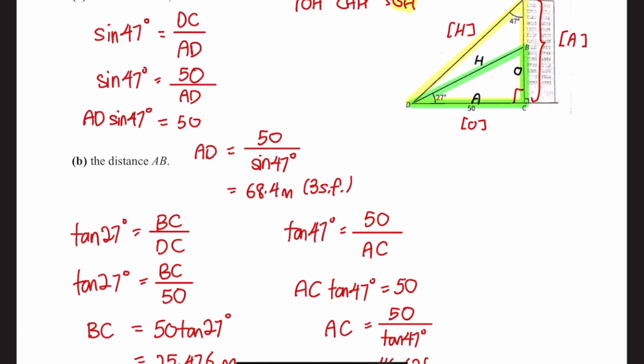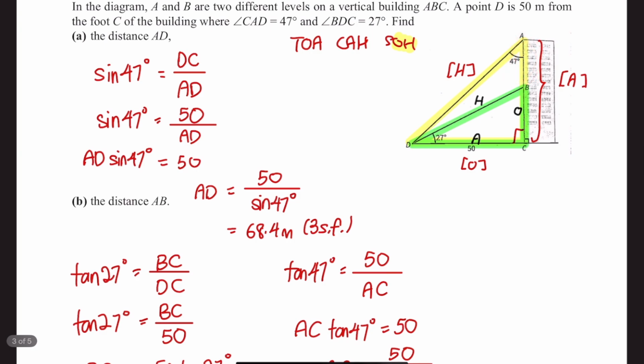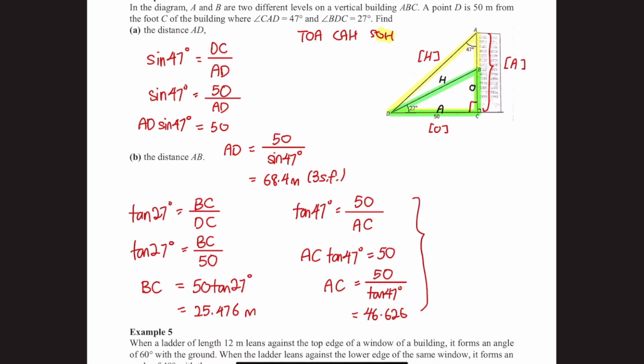To find the length of AB here, I want to take AC minus the length of BC. So very simply, the distance AB is equal to AC minus BC. AC is 46.626 minus 25.476. Pressing this in your calculator, your final answer rounded off to 3SF should be 21.2 meters. Okay, and this is for example number 4.